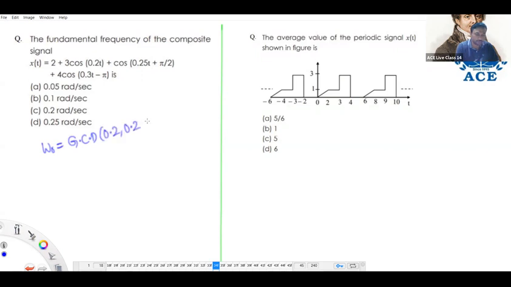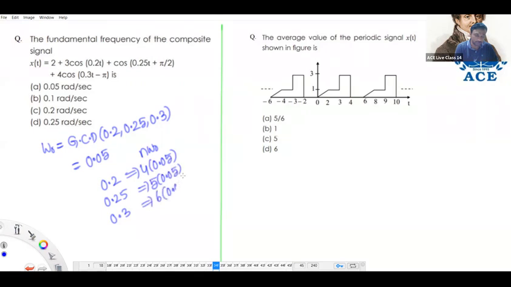So simply take the GCD, sir. For 0.2, 0.25, 0.3, what is the GCD? Like the n omega naught logic: the first one is 4 into 0.05, then 5 into 0.05, and the last one is 6 into 0.05. Simply take the GCD.